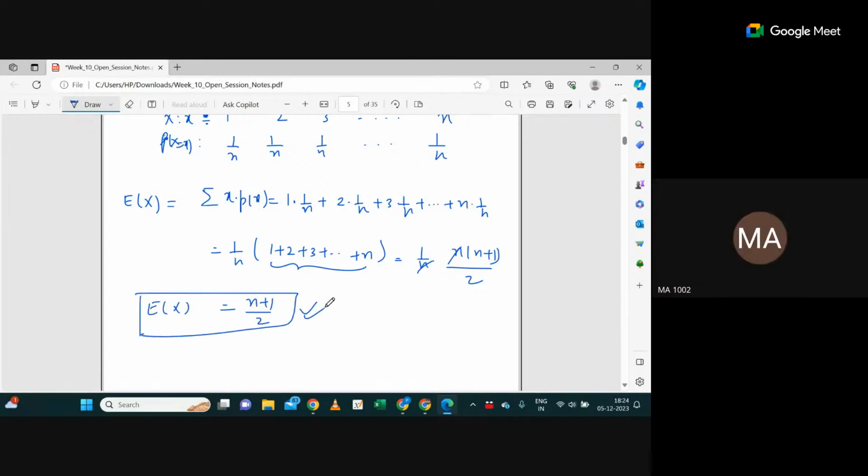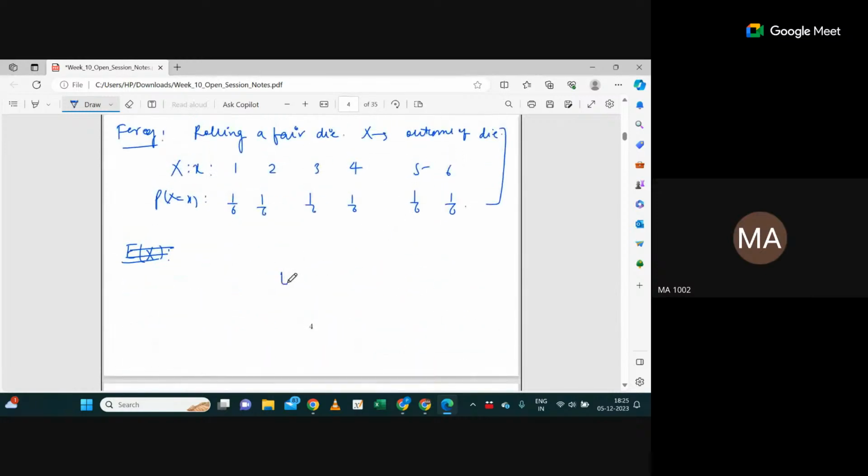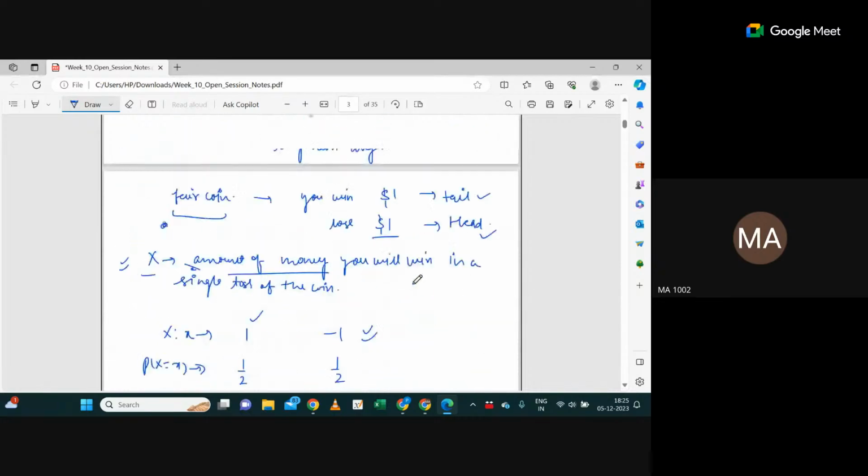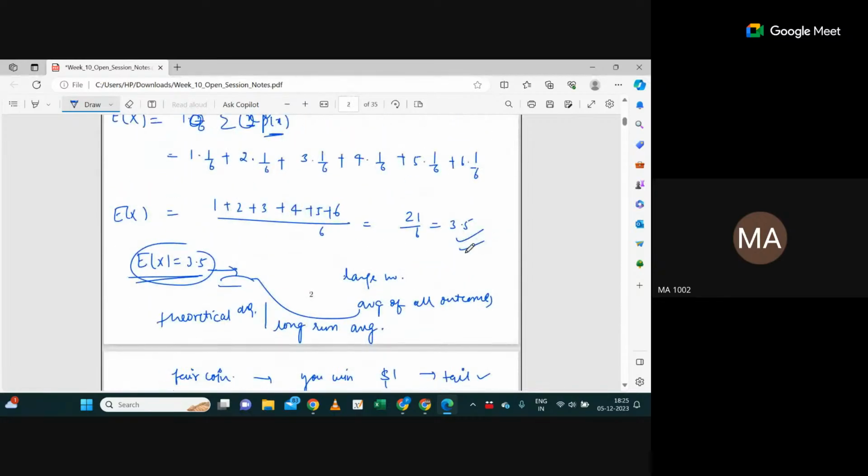The same thing you can directly apply for this case. The expected value of x, we got n plus 1 by 2. What is the n here? 6. So 6 plus 1 by 2, and it will be 7 by 2, which is 3.5, right? The same thing we got in the previous case.